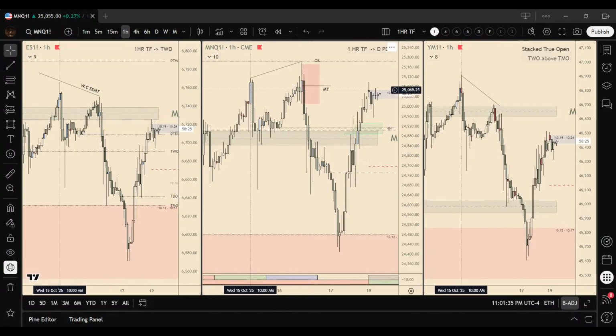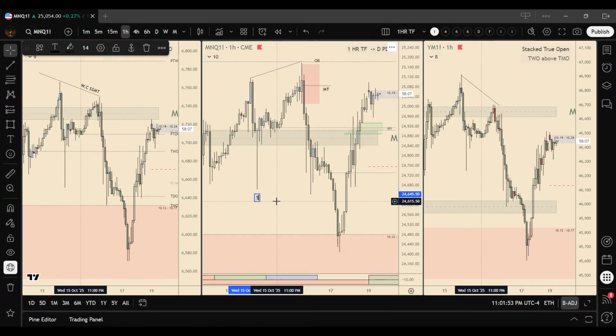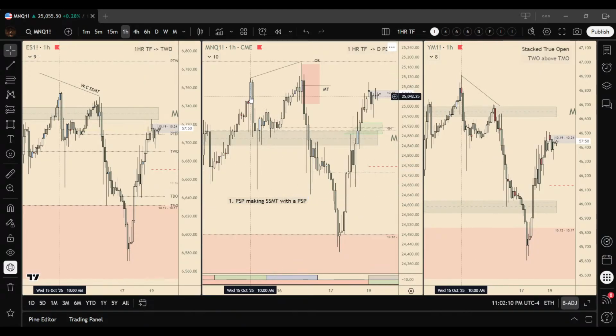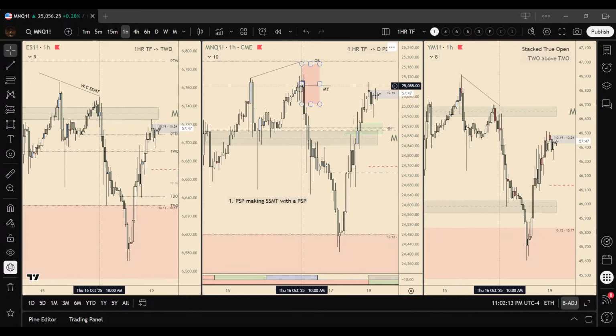So this Wednesday candle was also a precision swing point, right? What else? All right, I'll even write it down. Let's start with that. You have a PSP making sequential SMT with a PSP, right? You know what I'm saying? PSP, sequential SMT, right?